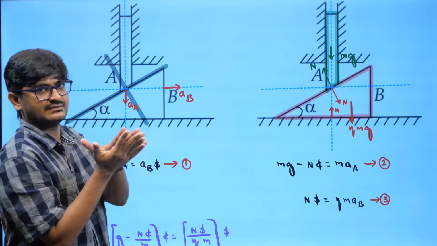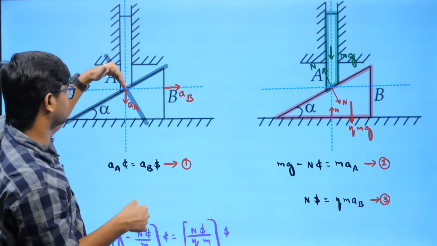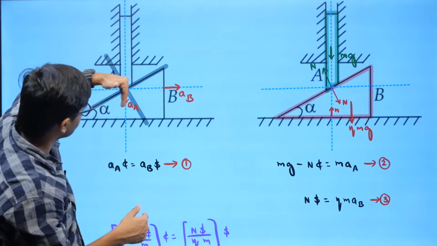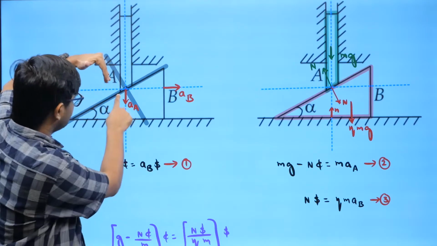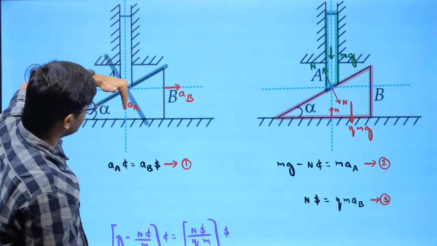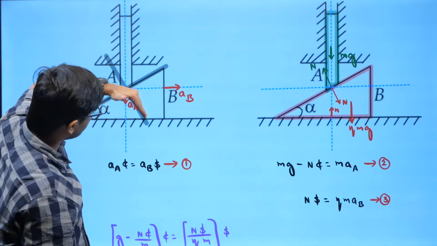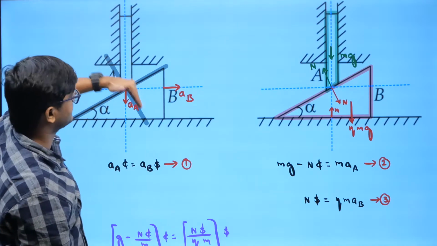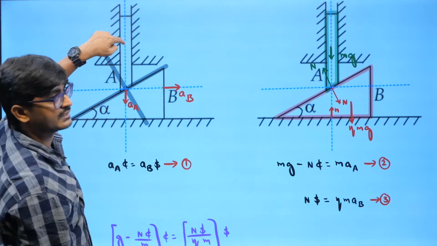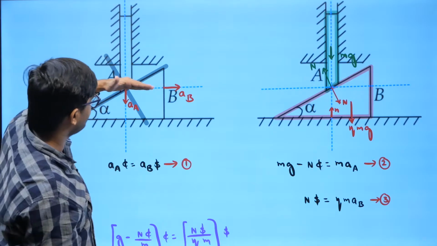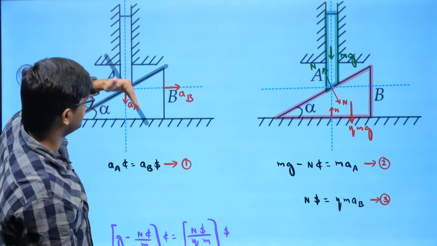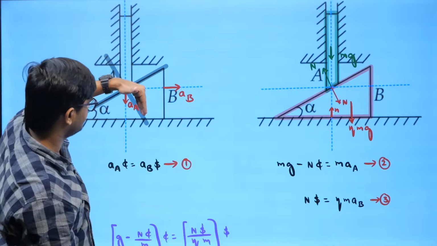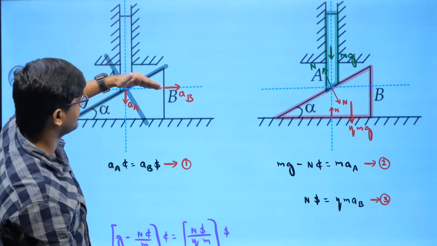It can't compress or have a gap. So both accelerations must be the same along the normal. That is, if this is alpha, then this is 90 minus alpha, this is alpha, that is aA cos alpha. aA cos alpha is the acceleration along the normal for A, equal to aB's component, which is aB sin alpha. aA cos alpha equal to aB sin alpha.